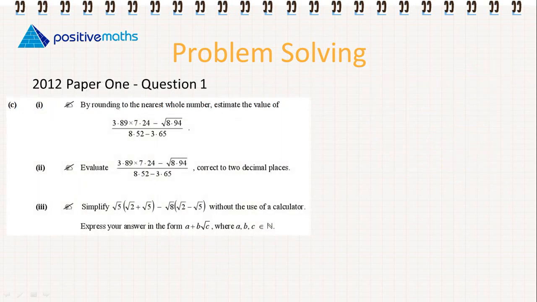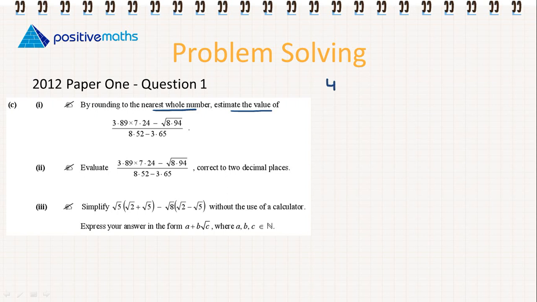The next problem we're going to have a look at is from the 2012 Paper 1 Question 1. By rounding to the nearest whole number, estimate the value of 3.89 by 7.24 minus the square root of 8.94 over 8.52 minus 3.65. Okay, so two parts to this. First of all, we have to round, then we have to find the estimate of the value.